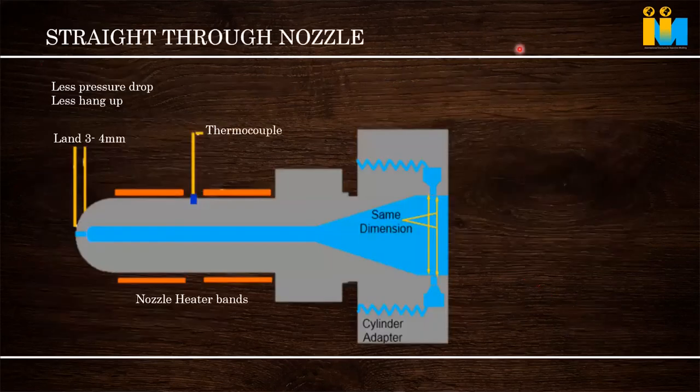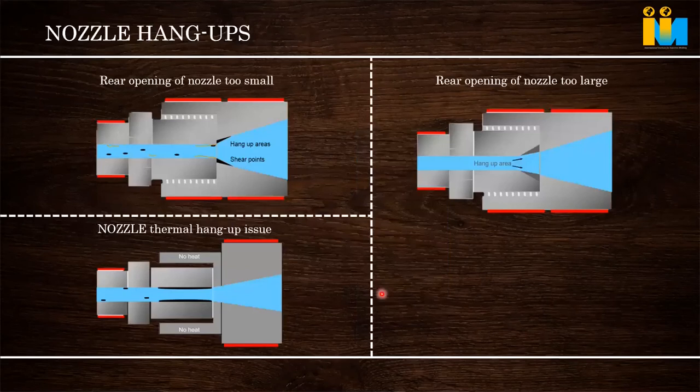So this is how a nozzle is constructed. There will be heaters and a thermocouple to sense and control the temperature. Then there will be a hole and a small land. For some materials the land may not be required, like low viscosity PC and all. This is known as the hang-up effect in a nozzle. It is very problematic and important because we don't give adequate attention to the nozzle area.